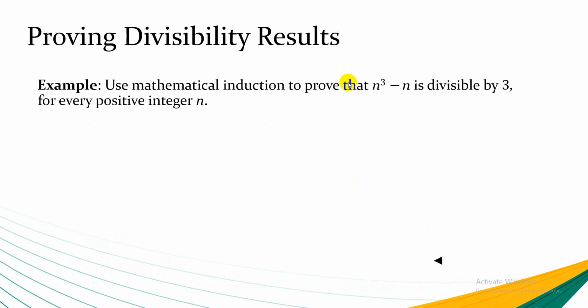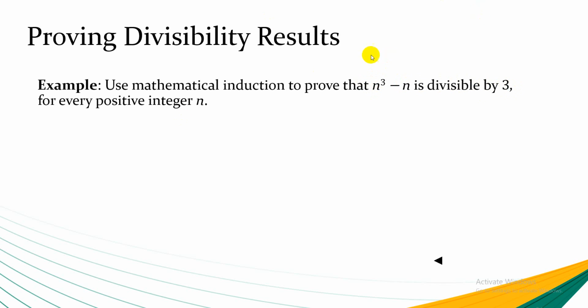The last example is the following. Using mathematical induction, we need to prove that n cubed minus n is divisible by 3 for every positive integer. Okay, that's interesting. How to do that? Simply by induction, we start with the base case. The base case is when n is equal to 1. 1 cubed minus 1 is equal to 0, and 0 divided by 3 is equal to 0, so this is true.